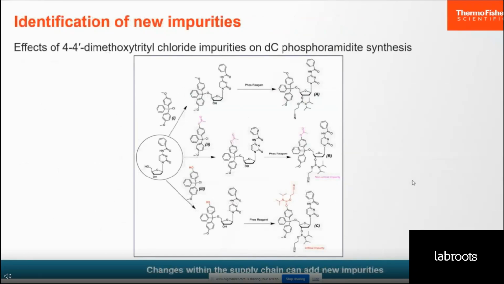So as we talked about before, a source of introducing an impurity into the phosphoramidite can come through the addition of the dimethoxytrityl group. This example shows the importance of minimizing upstream impurities and controlling the supply chain and understanding the testing materials before they are used. So in this example, we're adding dimethoxytrityl chloride to a protected DC.